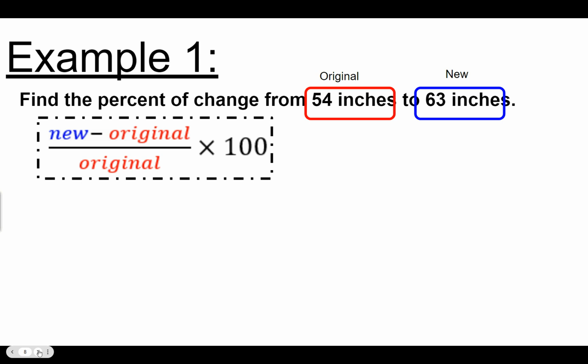Once we have our formula down, we are going to plug in our numbers. So new was 63 and original was 54. Plug that into our formula. So we got 63 minus 54 over 54 times 100.